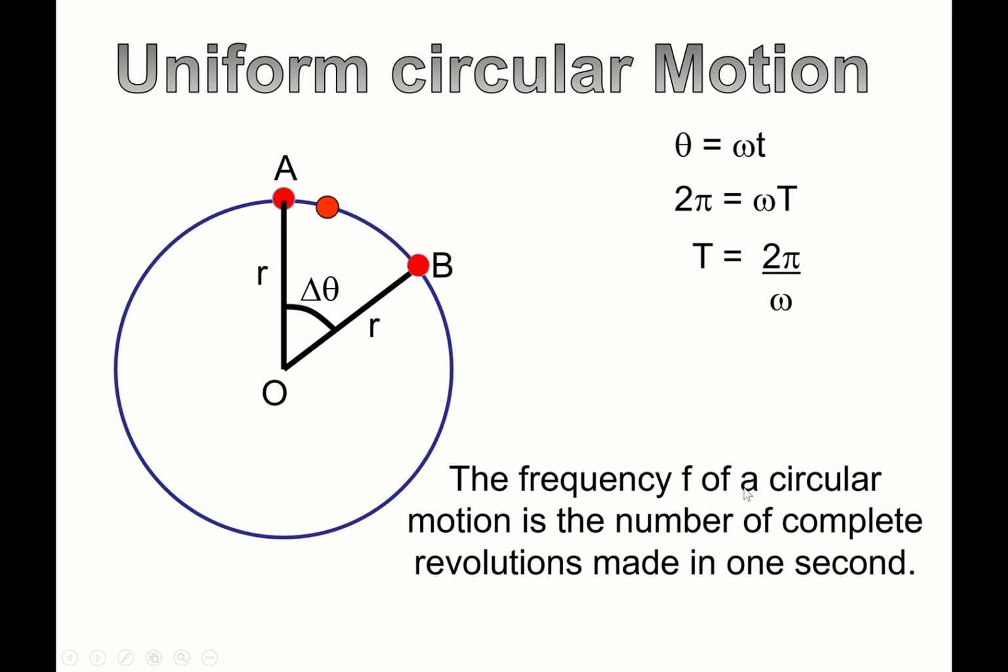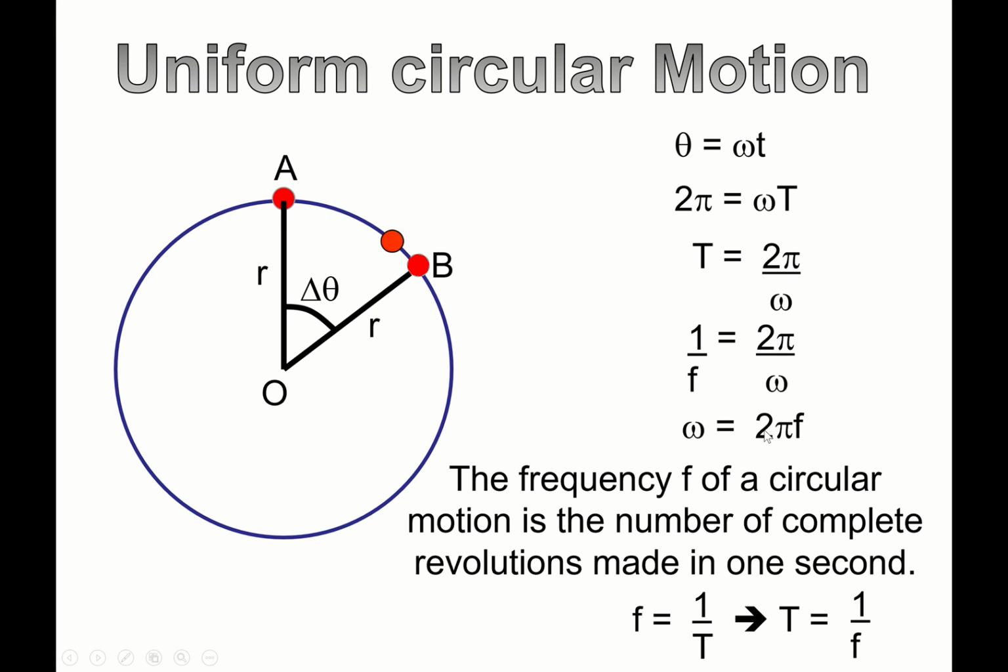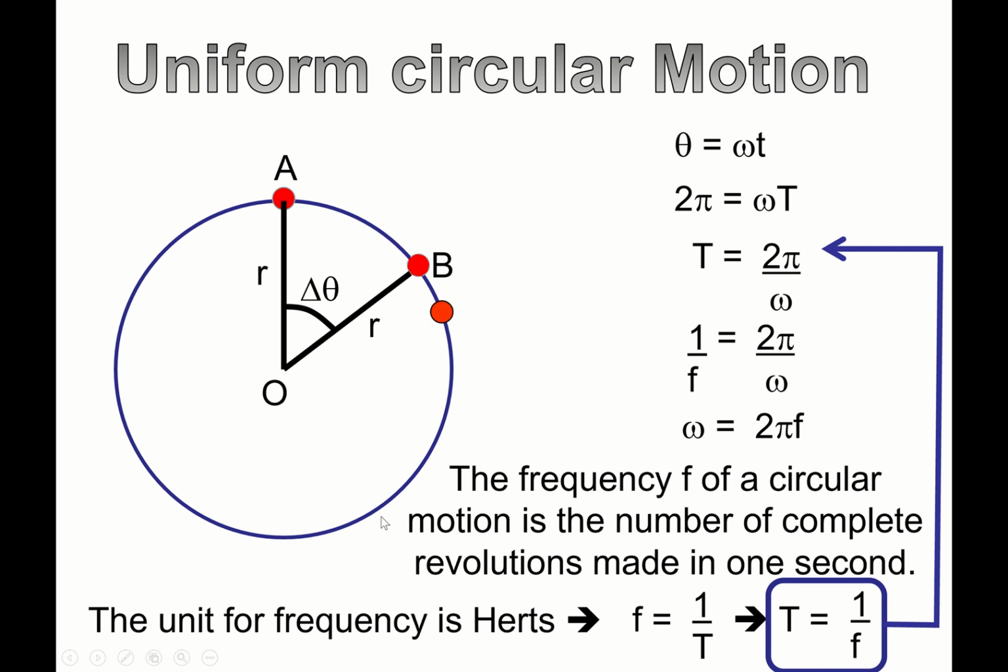The frequency f of a circular motion is the number of complete revolutions made in 1 second. f is given by 1 per T, and therefore T equals 1 per f. So we substitute T equals 1 per f into the equation. So we get omega equals 2 pi f. The unit for frequency is Hertz.